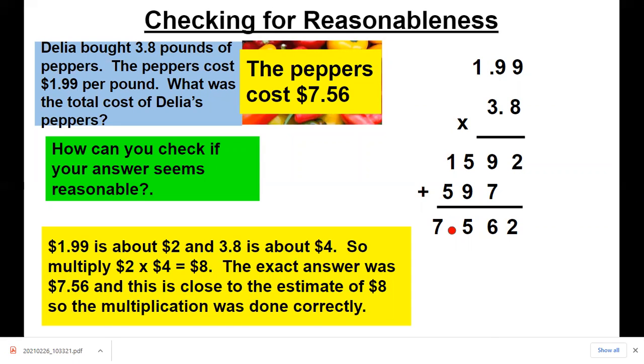If we got like $75.62, let's say we put the decimal in the wrong place, and our estimate was $8, we would say, wait a minute, how can my estimate be $8 and my answer be $75.62? I must have done something wrong. They have to be close together. So that's how we can check for reasonableness.